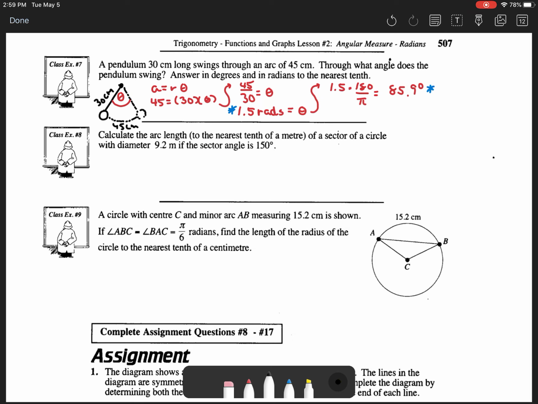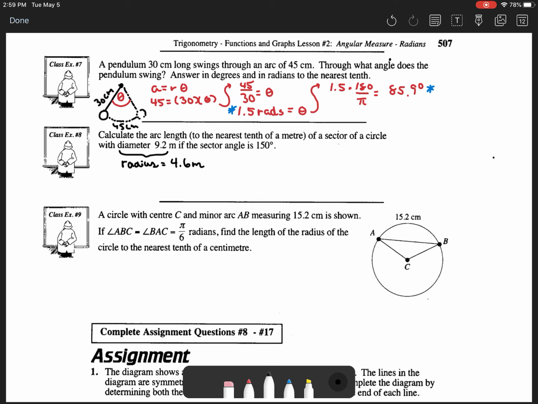Next question reads like this. Calculate the arc length to the nearest tenth of a meter of the sector of a circle that has a diameter of 9.2 meters if the sector angle is 150 degrees. Well, the first thing is they give you the diameter. We never want the diameter. We want the radius. So I'm going to take 9.2 and divide by 2. That's going to give me 4.6 meters.